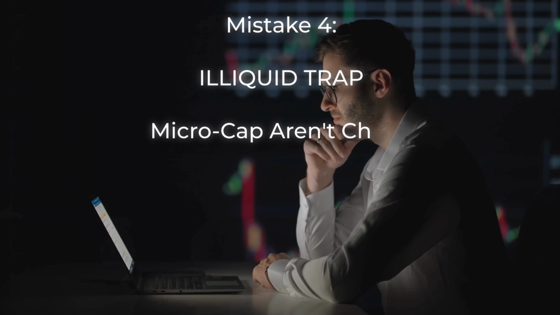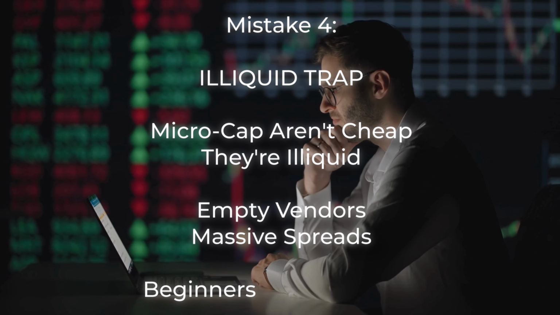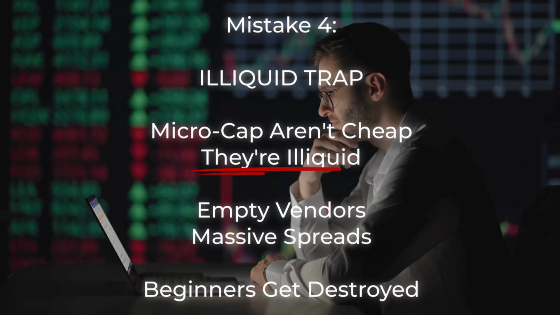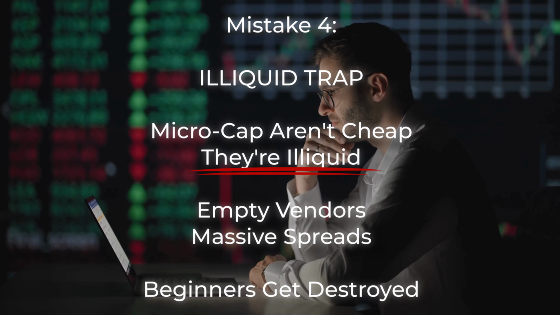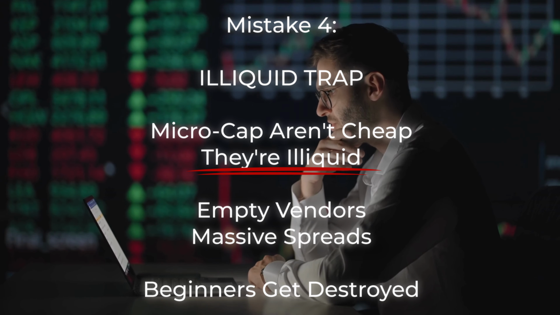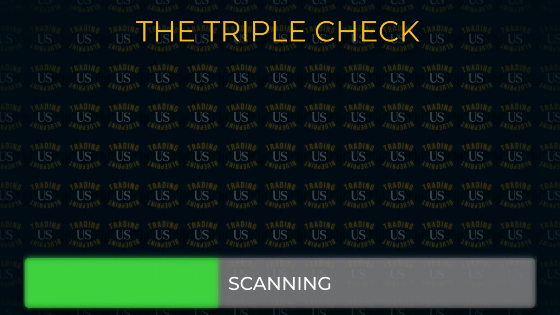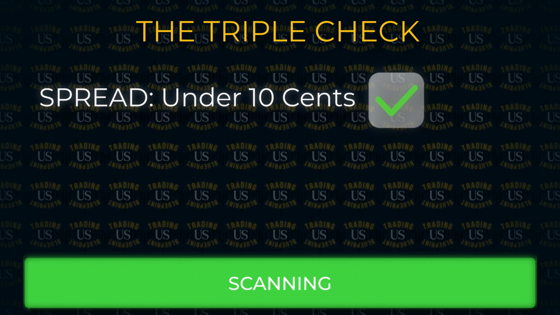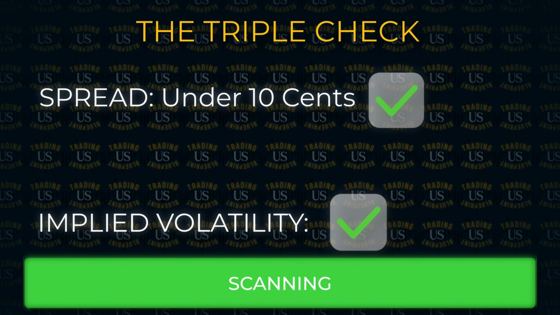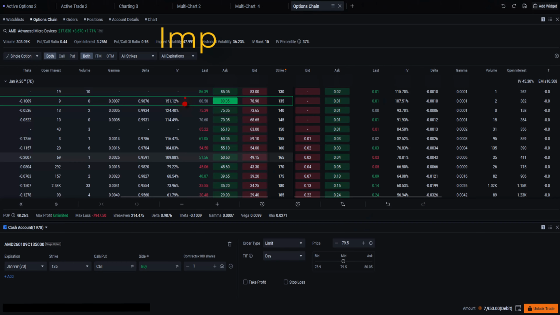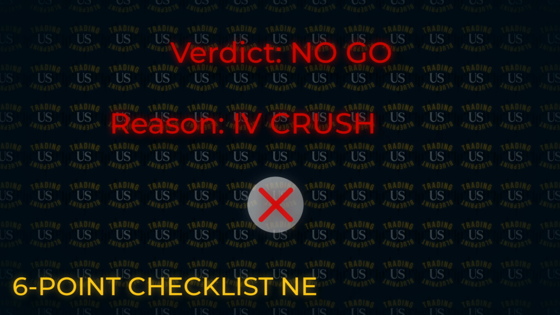Another mistake is micro cap stocks. You think they're cheaper and have more potential. They're not. They are illiquid, dead vendors, massive spreads. You'll get destroyed. You need a consistent approach. Check all 3 metrics before you buy. Tight spread? Yes. Fair IV? Yes. Decent volume? Yes. All 3 yes, buy the contract. Missing one? Skip it. There's always another trade.